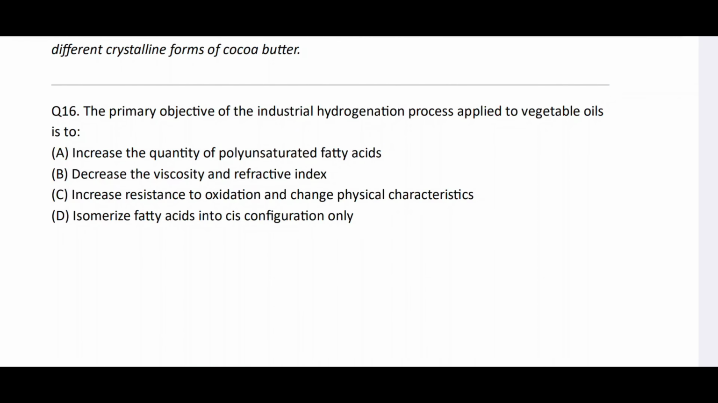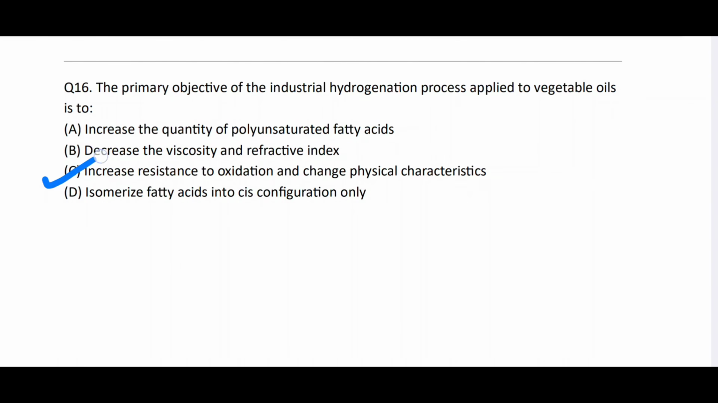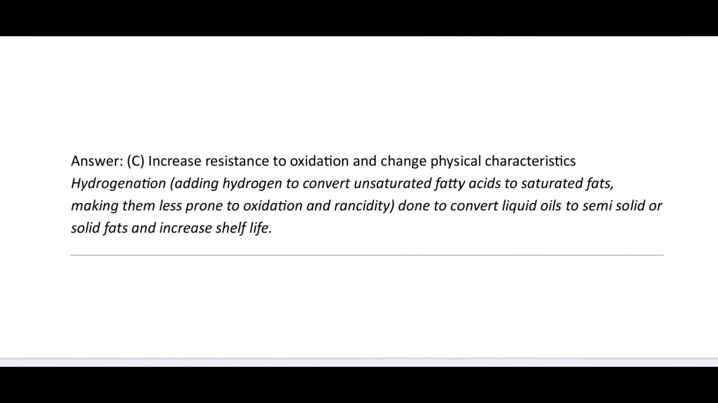And next question is, the primary objective of industrial hydrogenation process applied to vegetable oils is to. So the right answer here will be option number C, which is to increase resistance to oxidation and change the physical characteristics. During hydrogenation, hydrogen is added to convert unsaturated fatty acids to saturated fats, which makes them less prone to oxidation and rancidity, and also converts them from liquid oils to semi-solid or solid fats, and that also helps in increasing their shelf life.